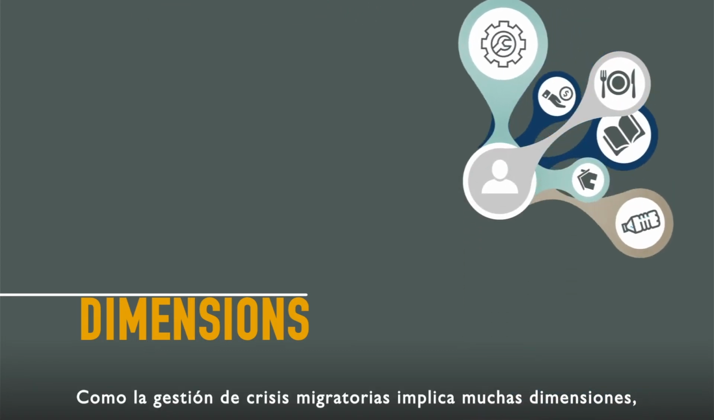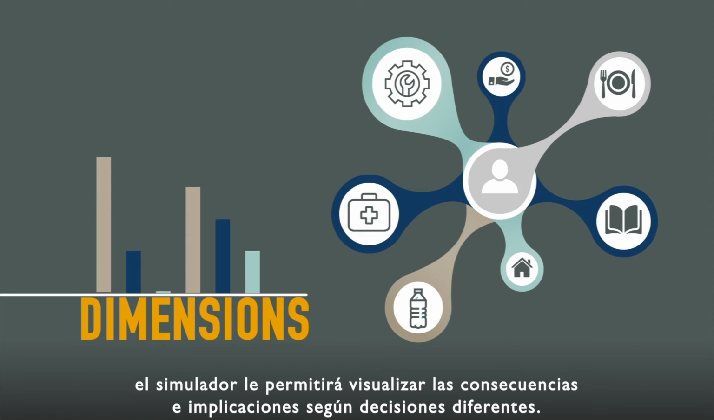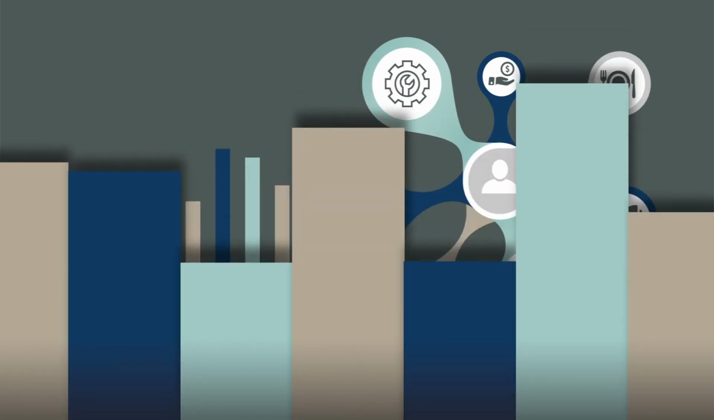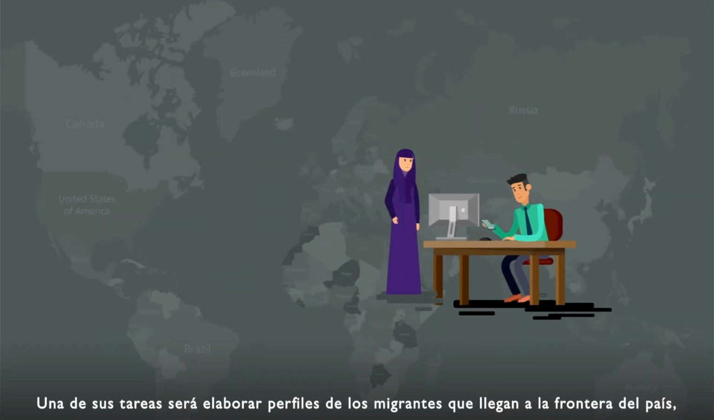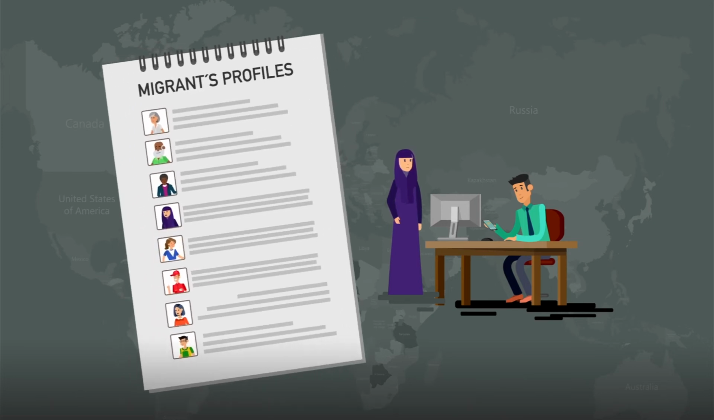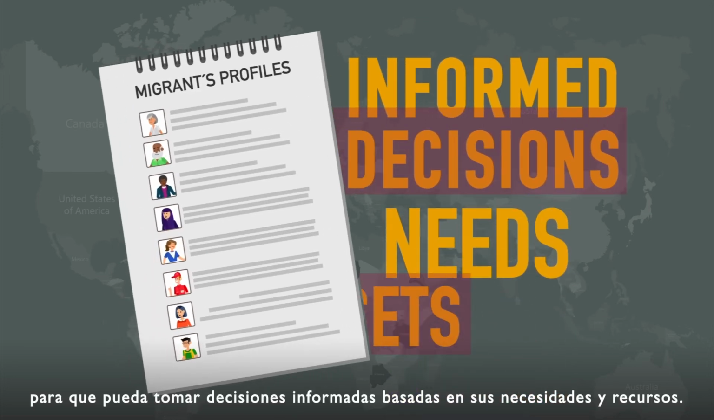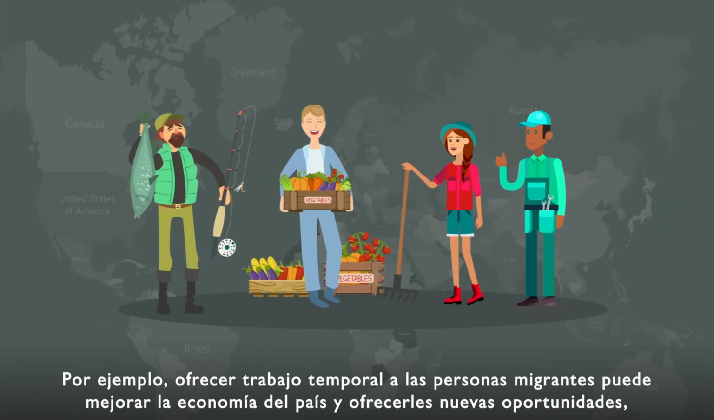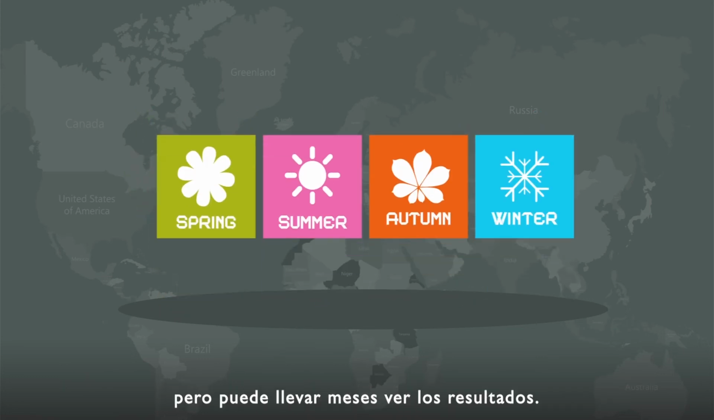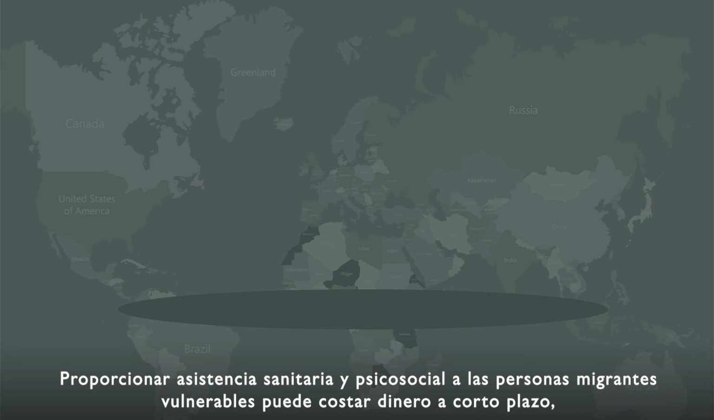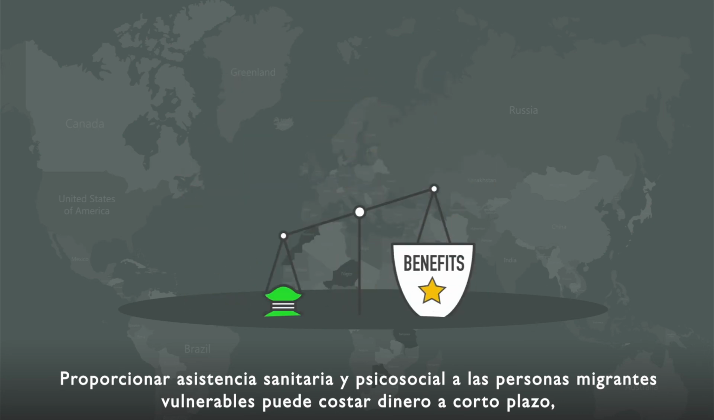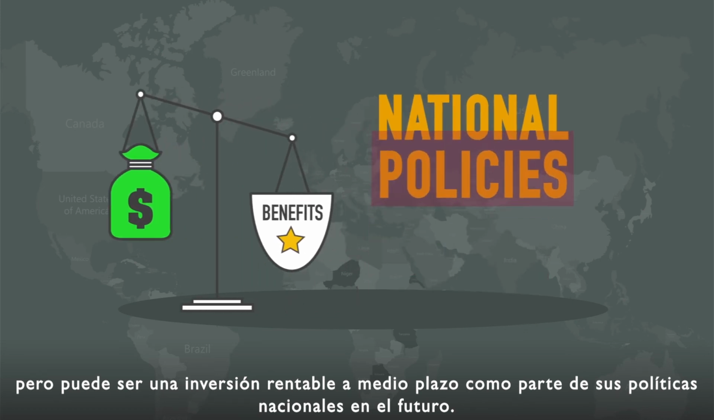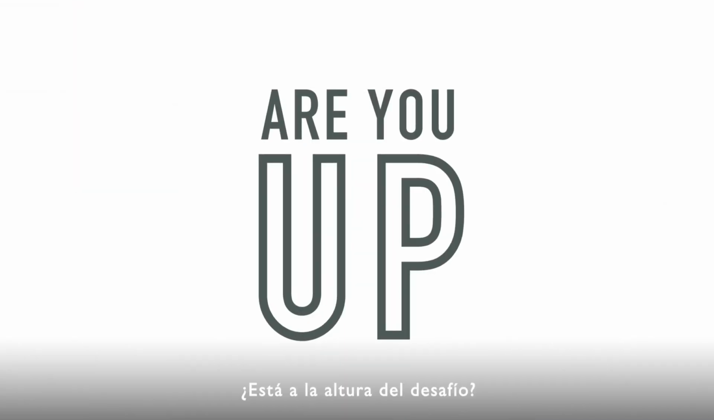As the management of a migration crisis involves many dimensions, the simulator will allow you to visualize the consequences and implications of making different decisions. One of your tasks will be to make elaborate profiles of migrants that arrive at your border, so you can make informed decisions based on their needs and assets. For example, offering temporary work for migrants can improve your economy and offer them new opportunities, but it can take months to see the results. Providing health and psychosocial assistance to vulnerable migrants can cost you money in the short term, but can be a worthwhile investment in the medium term as part of your national policies in the future. Are you up to the challenge?